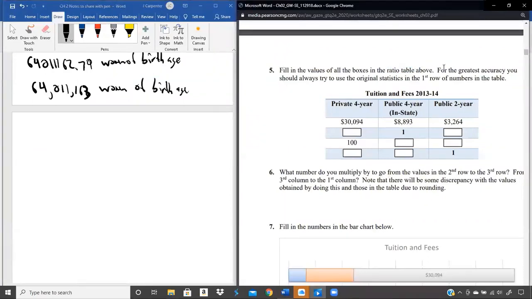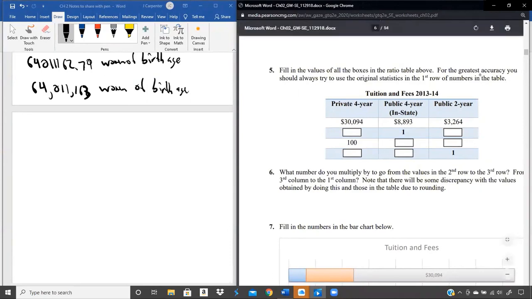It means we don't have to prove it. For the greatest accuracy, you should always try to use the original statistics in the first row of numbers in the table. This is what I alluded to earlier with accuracy. So when I get this answer of, say, about 3.5, if I don't have to, I don't want to use that number to find this blank, this blank, this blank, this blank, or this blank. I want to try and only use the 1, 2, 3, 4, 5, 6 numbers they gave us. Maybe you can't, maybe you can, but that's your first effort.